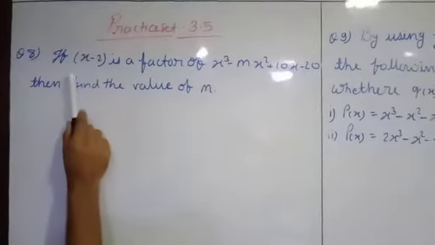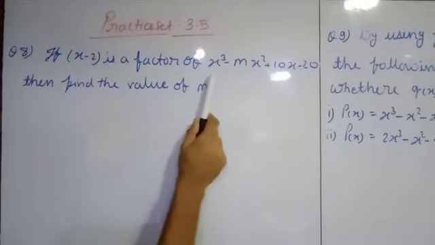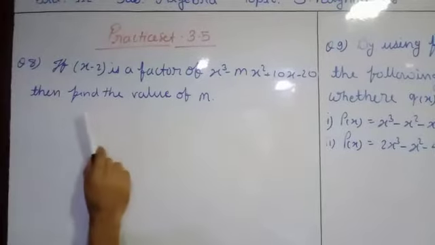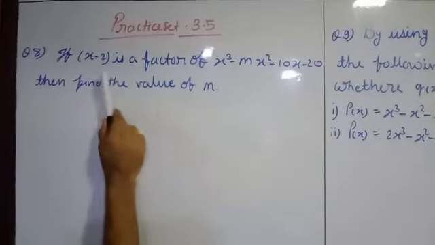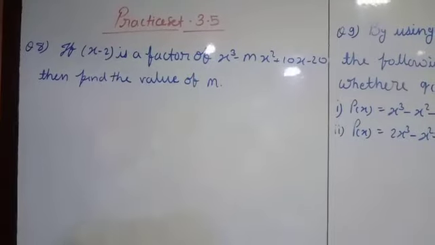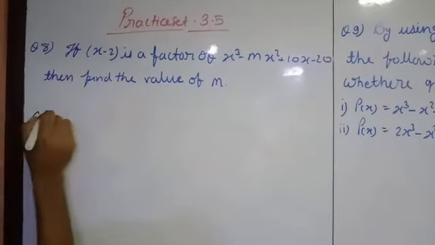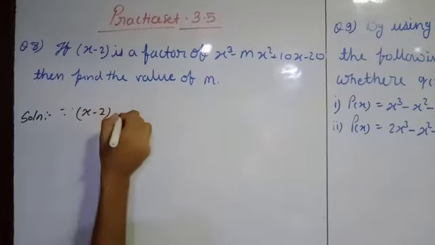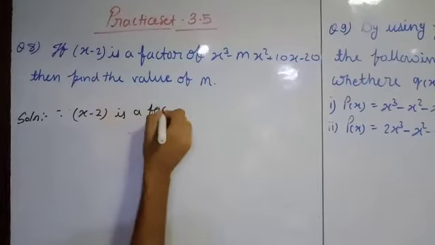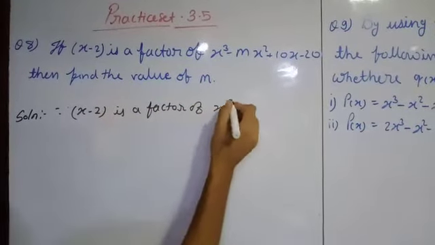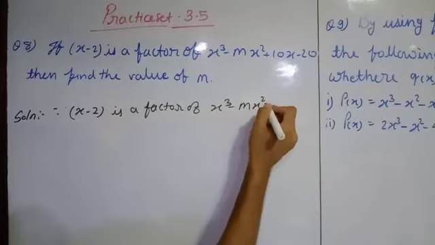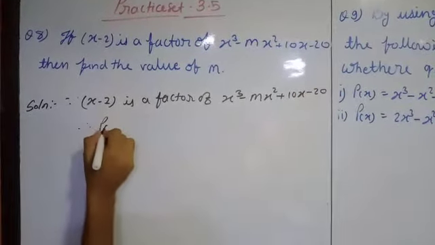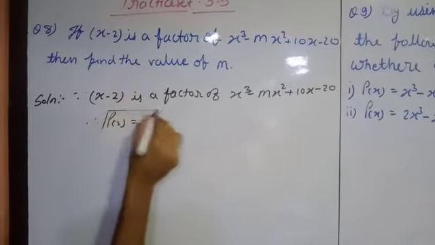Question number 8. If x minus 2 is a factor of x cube minus mx square plus 10x minus 20, then find the value of m. Here they have given a condition: x minus 2 is a factor of the given polynomial. So let's start. Because x minus 2 is a factor of x cube minus mx square plus 10x minus 20, therefore P(2) is equal to 0.